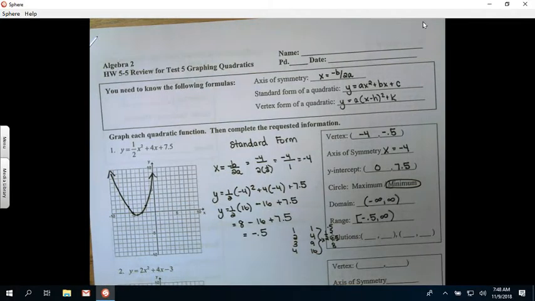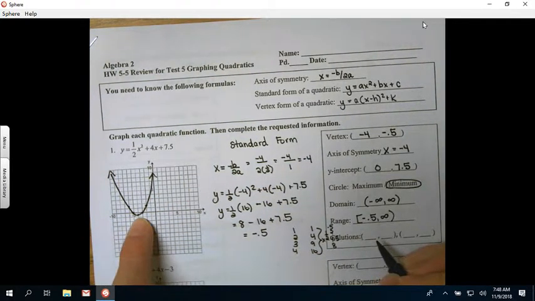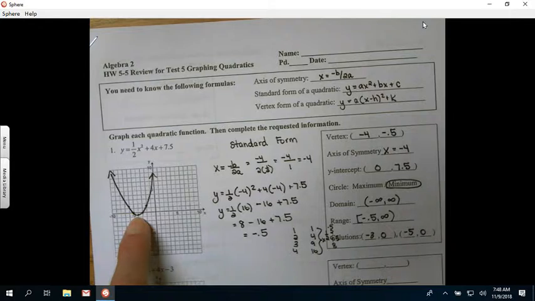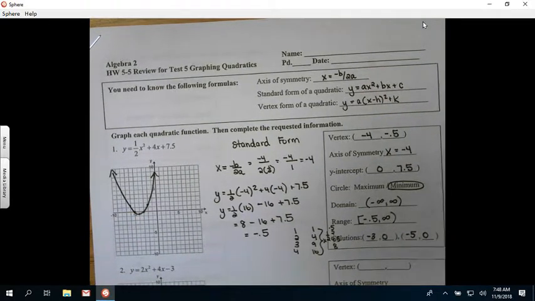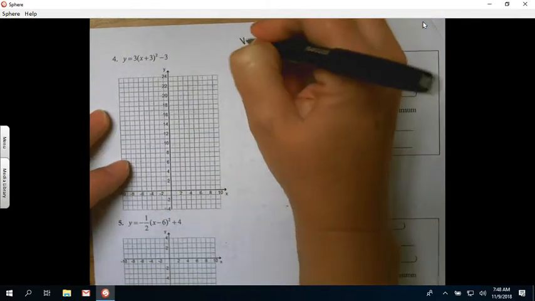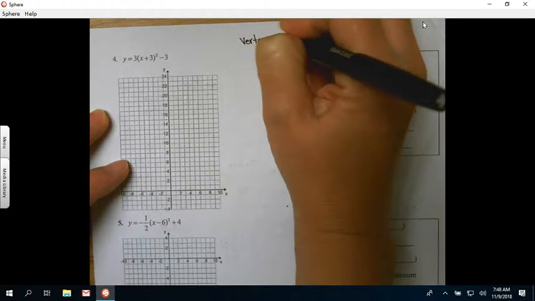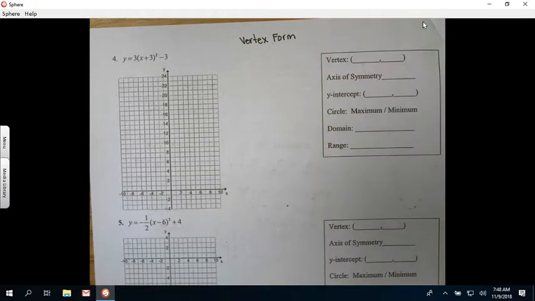And there is my parabola. Solutions are another way of saying x-intercept. So where does it cross the x-axis? Negative 3, 0, and negative 5, 0. Alright, so that is standard form. If we flip onto the back, all of these are vertex form. So I will do one of them and then go back later on and finish them up.